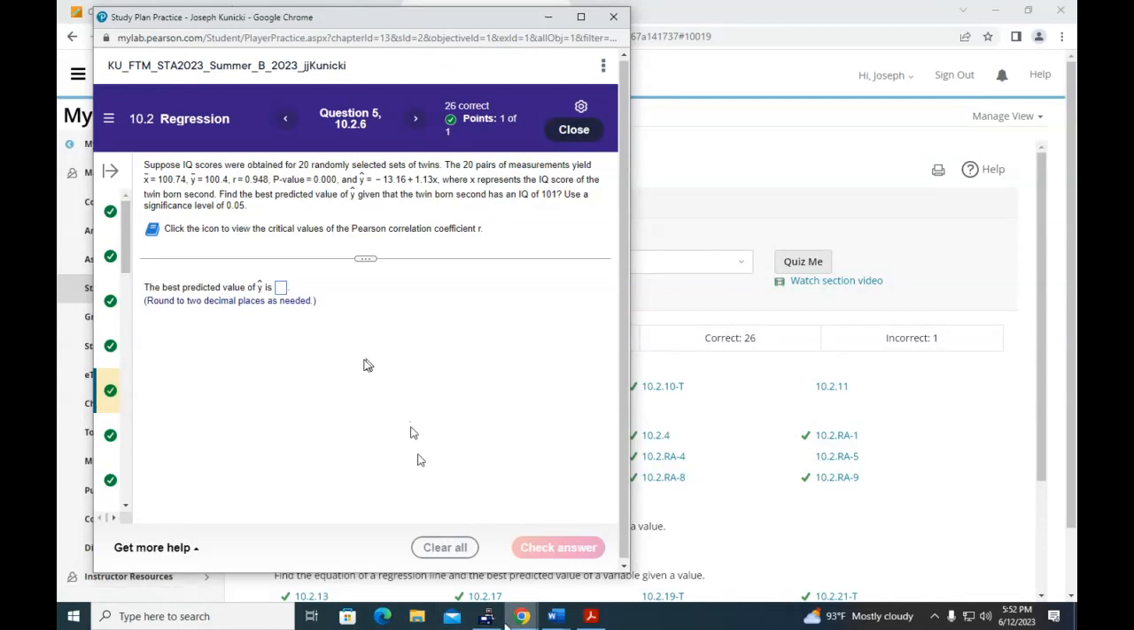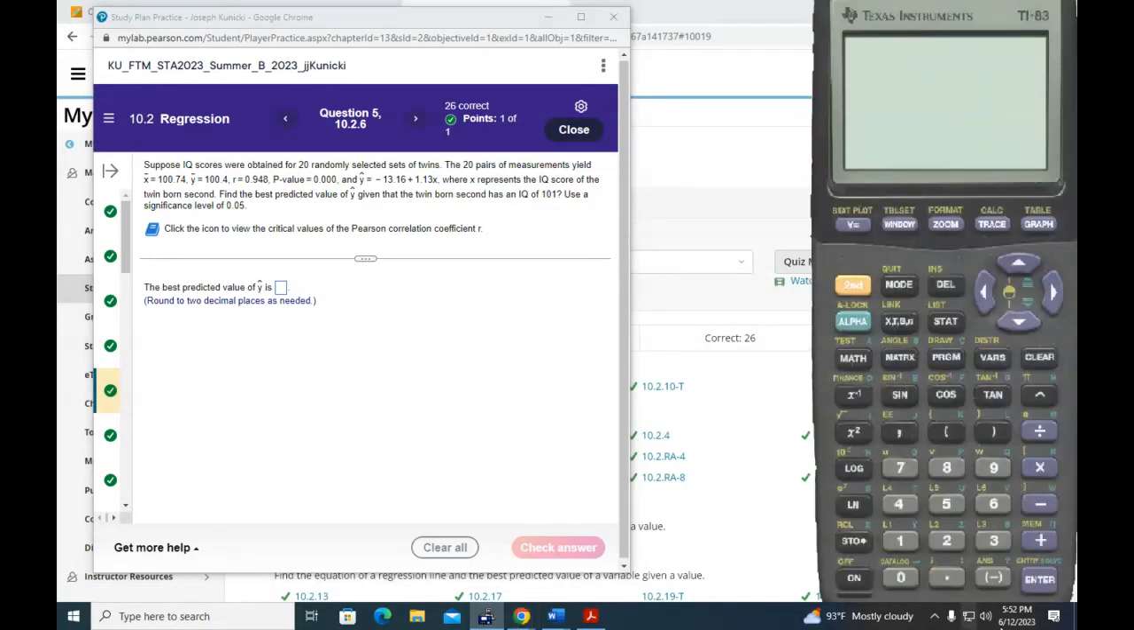So all I do is open up my calculator and I put in negative 13.16 plus 1.13 times the x value of 101. We want to predict. I don't think they're looking at anything else. Yeah, I see what you're saying. So negative 13.16 plus 1.13 times the x value of 101.